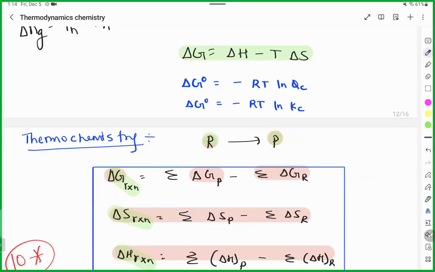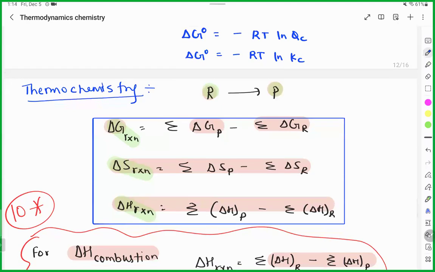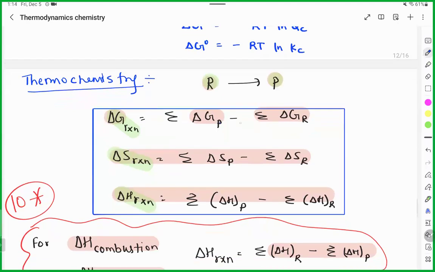Okay. So Gibbs free energy, entropy, and enthalpy you can calculate, and the easiest way is product minus reactant. In this full chapter, if you want to calculate a reaction value, whether it is Gibbs free energy or entropy or enthalpy, the method is the same: product minus reactant.